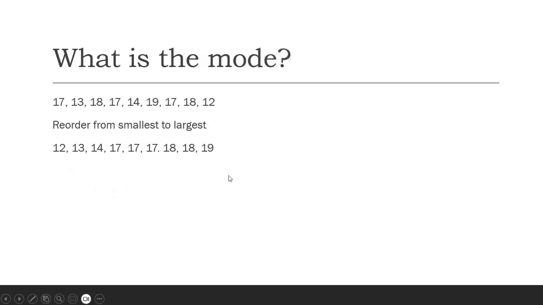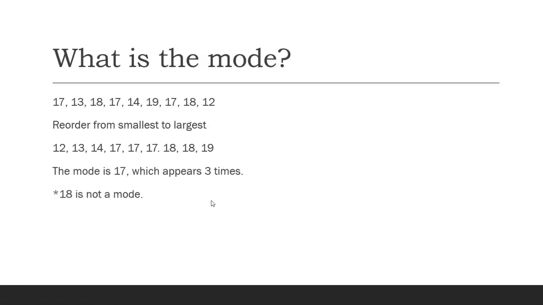You also need to find the mode. Your mode is 17, which appears 3 times. It is worth a note that 18 is not a mode, even though it appears more than once. It only appears twice, which is not as much as 3 times, so it is not a mode.